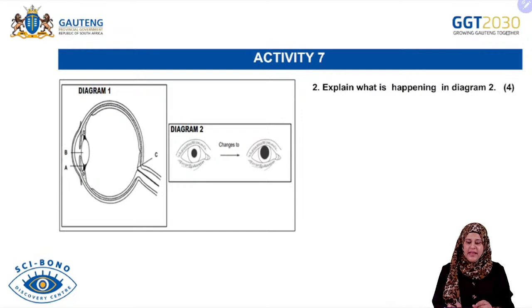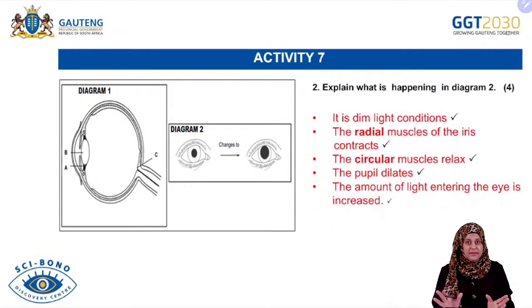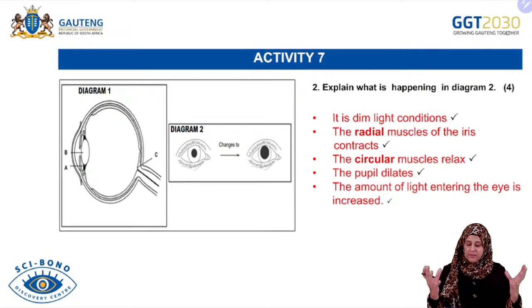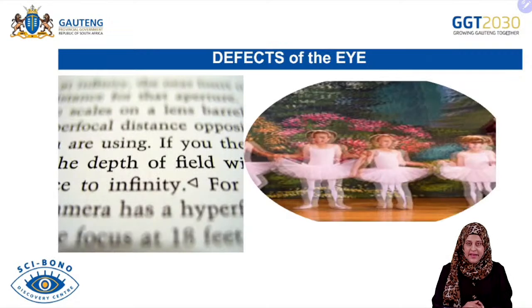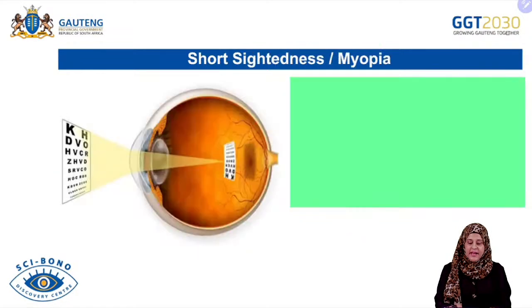So you're going to explain now what is happening in dim light conditions. So in dim light conditions, again, as I said, we're speaking about radial muscles. They contract, circular muscles relax, the pupil dilates or becomes bigger, and the amount of light entering the eye is increased, or more light enters the eye. We're going to move on now to defects of the eye, right? This is another section that you have to know that is in the exam guidelines.